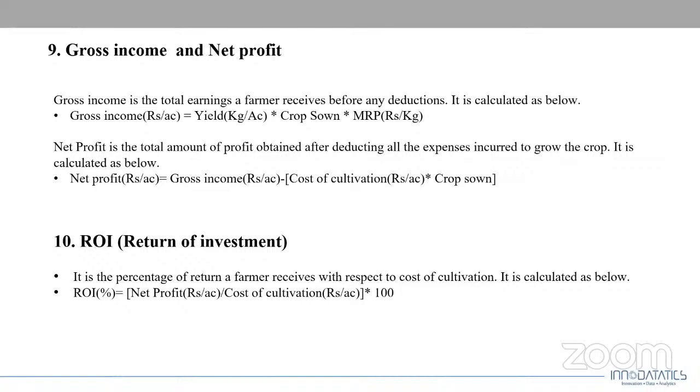Gross income and net profit. In simple words, gross income is the total earning a farmer receives before any deduction. It is given by gross income equals yield into crop zone into MRP. The net profit is the total amount of profit obtained after reducing all the expenses from gross income. It is given by net profit equals gross income minus cost of cultivation into crop zone. ROI, return on investment, is the percentage of return a farmer receives with respect to cost of cultivation, and it is given by the formula ROI equals net profit by cost of cultivation into 100.